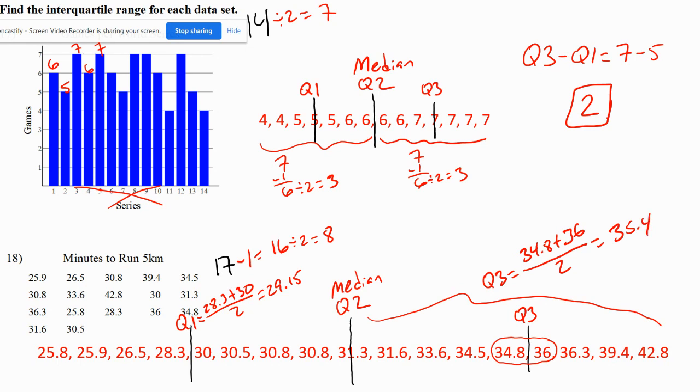Okay, so my interquartile range, all I'm asking is quarter 3 minus quarter 1. Quarter 3 is 35.4 minus quarter 1 is 29.15. That gives me 6.25.